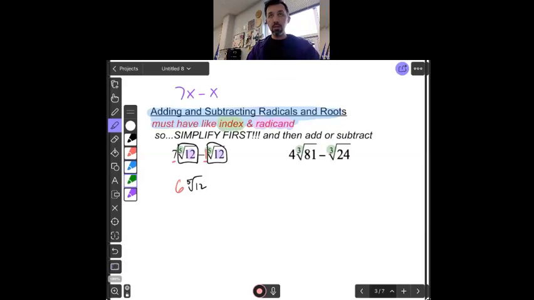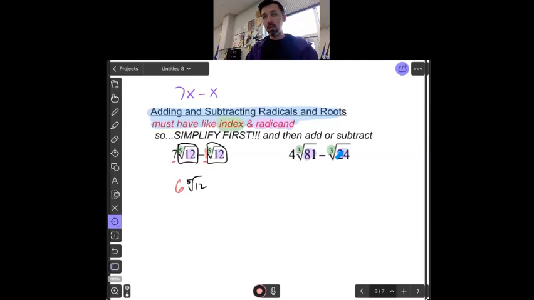Right, so that's good, but their radicands are different. That's not okay. So unless I can get those to be the same, I can't do this problem. If your indexes are different, there's pretty much nothing we can do to change that. So if those were ever different, there's really nothing you can do.